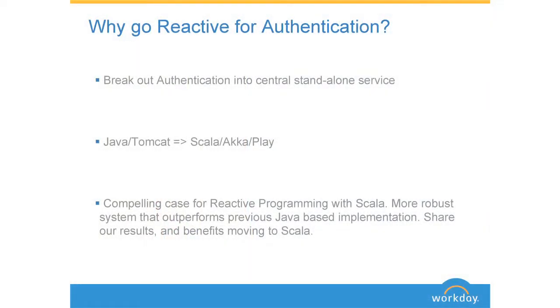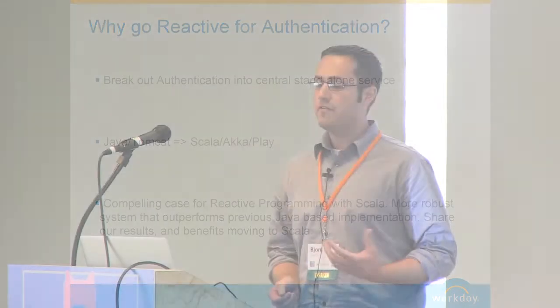So why go reactive for authentication? Why not just stay the course of our traditional mechanisms? What I've been focusing on in particular is breaking out our authentication logic from our traditional monolithic embedded approach to a completely standalone service that the platform would be able to leverage across many points. And in doing so, we've moved from our traditional stack of using custom Java on Tomcat towards using Scala and Akka, and in some cases running with the Play framework.